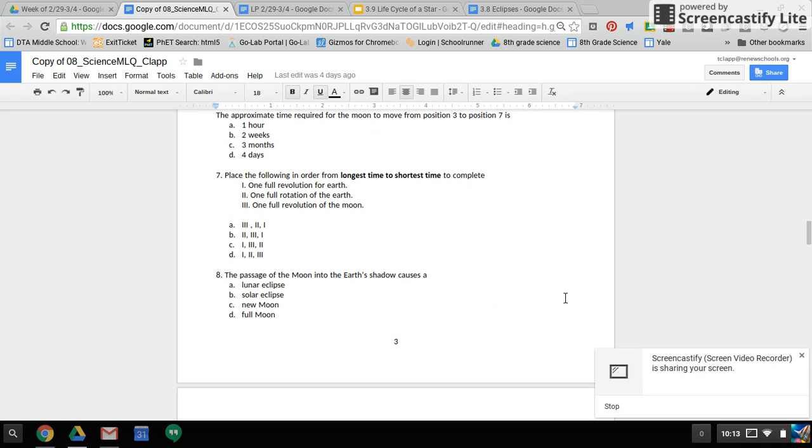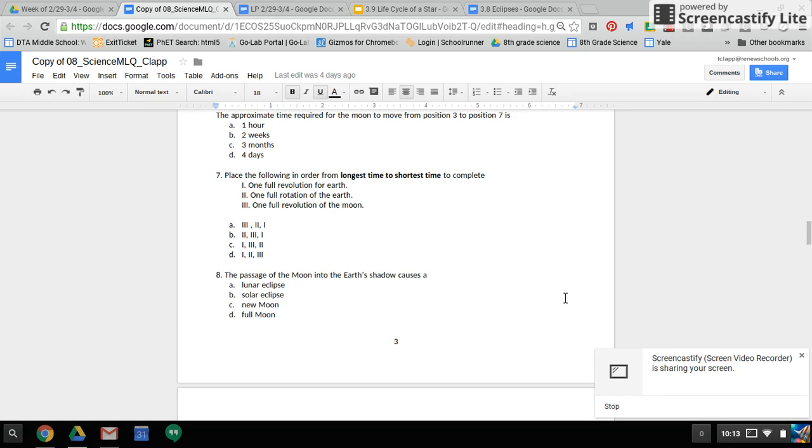7. Place the following in order from the longest time to the shortest time to complete. 1. 1 revolution for Earth. 2. 1 full rotation of the Earth. 3. 1 full revolution of the moon. A. 3, 2, 1. B. 2, 3, 1. C. 1, 3, 2. D. 1, 2, 3.